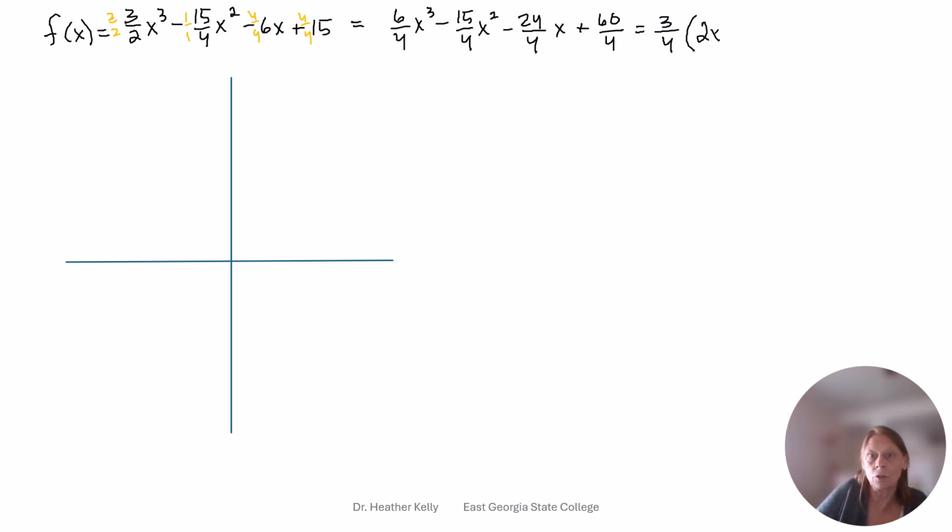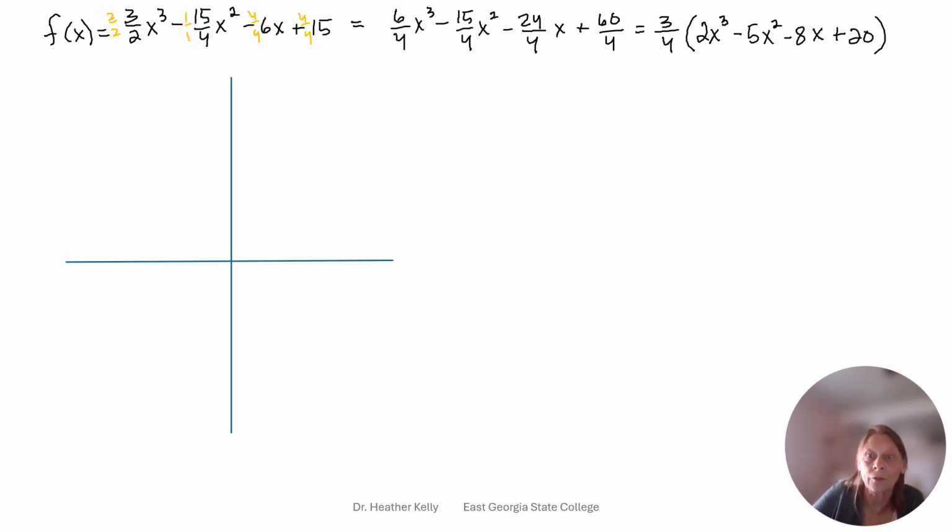It's going to leave me with 2x cubed minus 5x squared minus 8x, because 3 goes into 24 8 times. Sorry about that. And plus 20. Let me double check my math, make sure I'm not screwing anything up. Looks good.